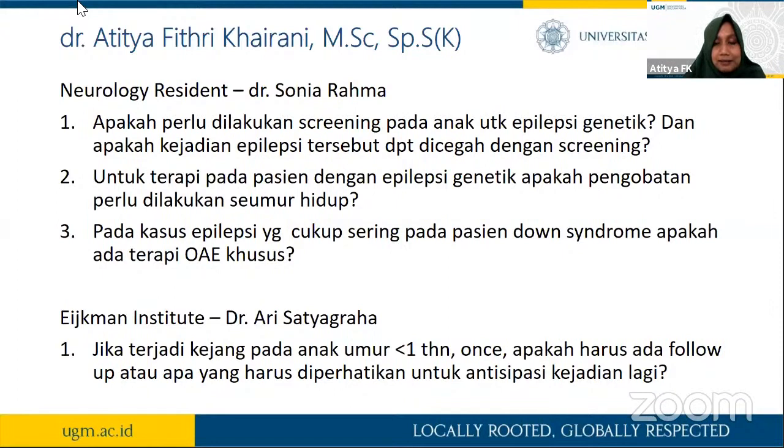Kemudian yang kedua, untuk terapi pada pasien dengan epilepsi genetik, apakah pengobatan perlu dilakukan seumur hidup? Tadi ada beberapa macam kelainan genetik, misalnya single gen atau polygenik dan lain sebagainya. Itu tergantung dari tipe atau sindromnya. Kalau misalnya juvenile myoclonic epilepsy, terapinya memang seumur hidup. Atau tuberous sclerosis dengan West syndrome, terapinya juga biasanya lama, dan West syndrome kadang sering resisten. Tetapi kelainan seperti generalized epilepsy with febrile seizure plus dapat sembuh sendiri. Jadi memang tergantung dari sindromnya.